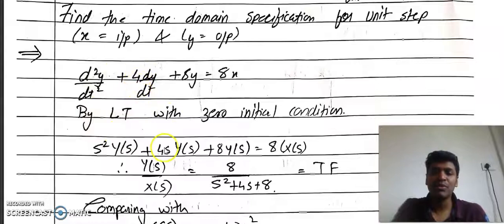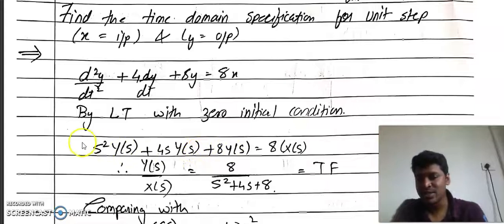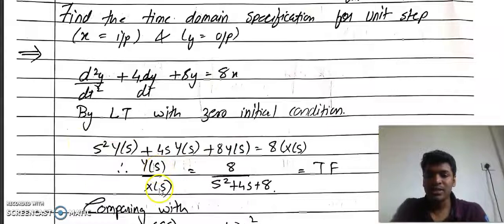Plus, similarly, 4 will be as it is, dy by dt will be s into Y(s), plus 8 as it is into Y(s), is equal to 8 into the Laplace transform of x, which is X(s). Now what we want is output by input, meaning Y(s) divided by X(s). From this equation we can take Y(s) common, and then Y(s) divided by X(s) will be equal to 8 divided by s square plus 4s plus 8. So this is the transfer function of the system.